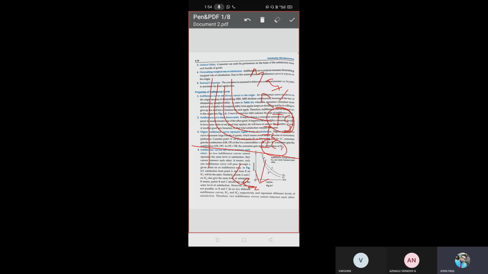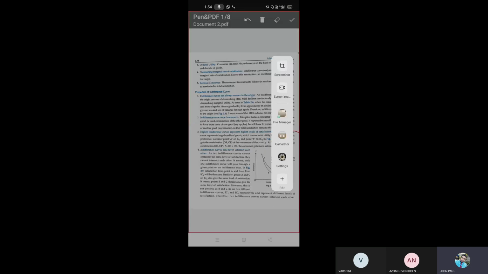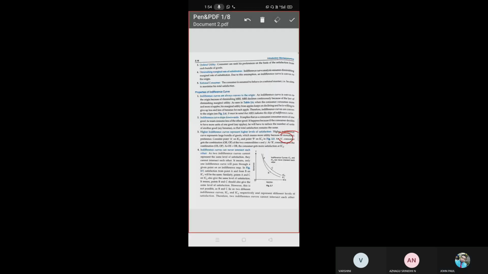A higher indifference curve represents a larger bundle of goods, which means higher utility because of monotonic preference. What do you mean by monotonic preference? Anyone? Last class we studied. What do you mean by monotonic? Which one gives the maximum satisfaction? That is called monotonic.